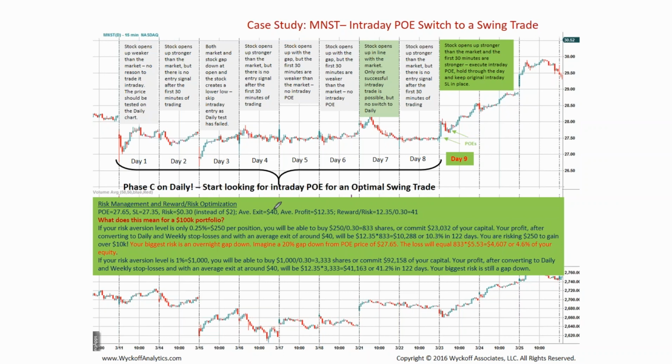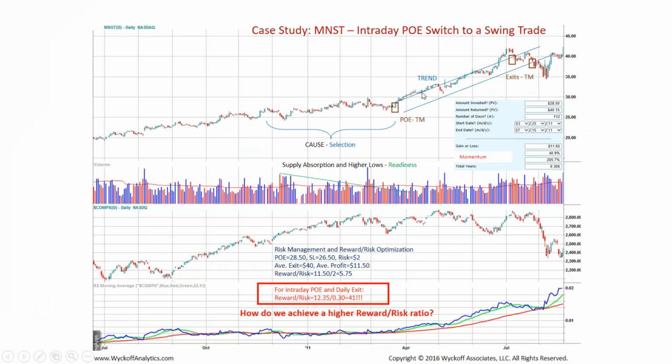And once we switched, we are not going to necessarily use the intraday techniques to move the stop loss. I mean, you can. If you do that, your exit is probably going to be somewhere here. But you can switch to the daily stop loss or to the weekly stop loss, and you basically can catch this whole move to the upside.